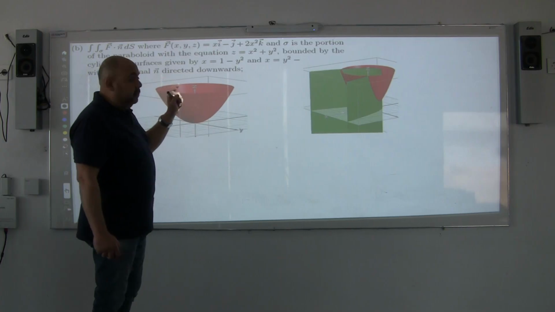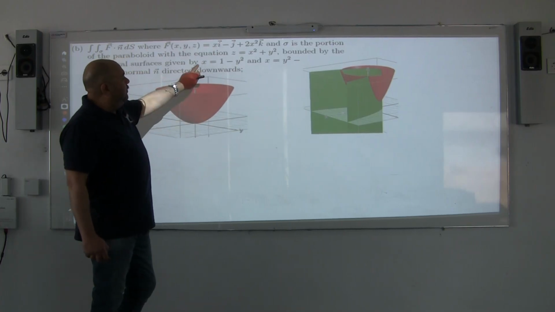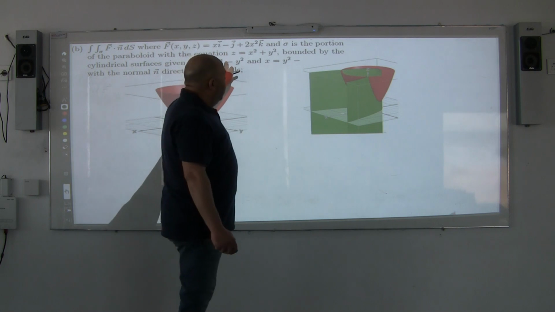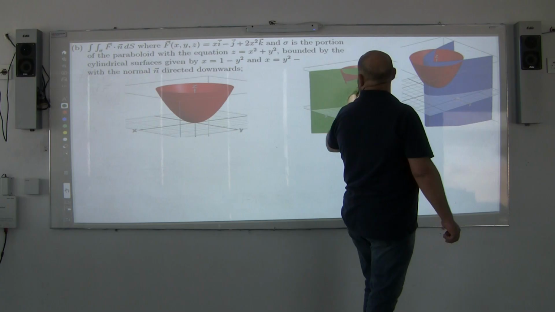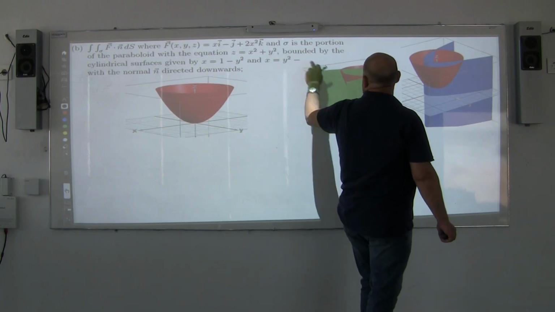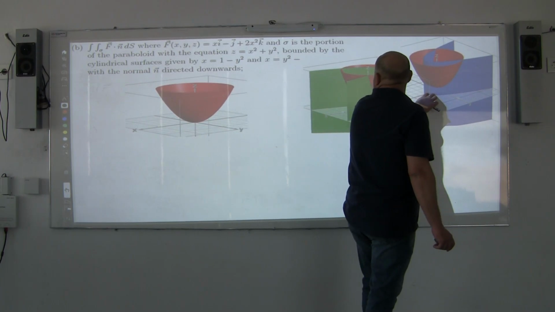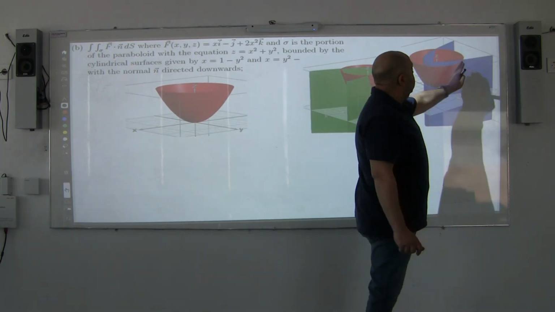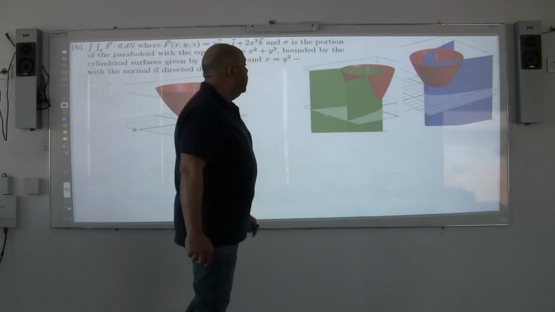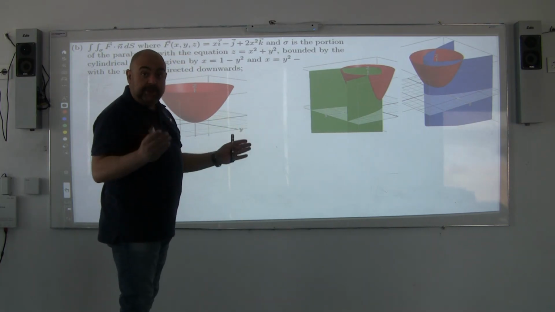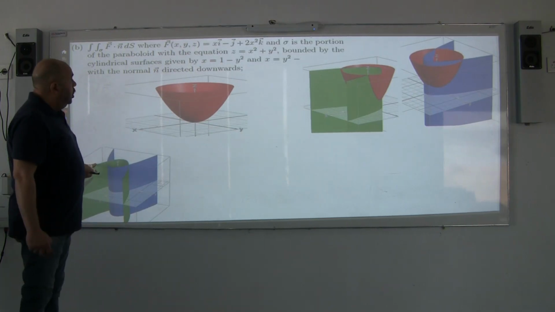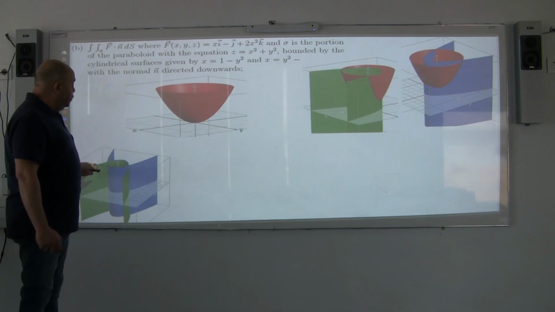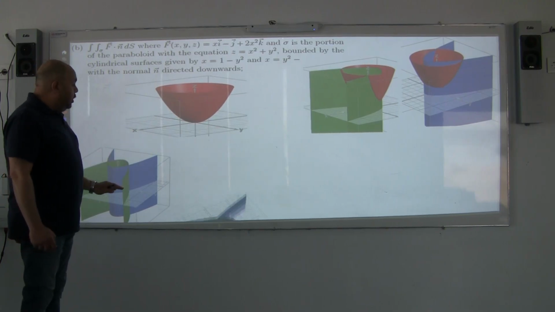That's the intersection between the paraboloid and the equation x equals 1 minus y squared. And that's the other one from the other direction. This one is y squared minus 1, and that's for x minus y squared, it will go on this side. So once more, to imagine the surfaces that we are dealing with, these are 1 minus y squared and y squared minus 1. So that's x equal to 1 minus y squared, x equal to y squared minus 1.